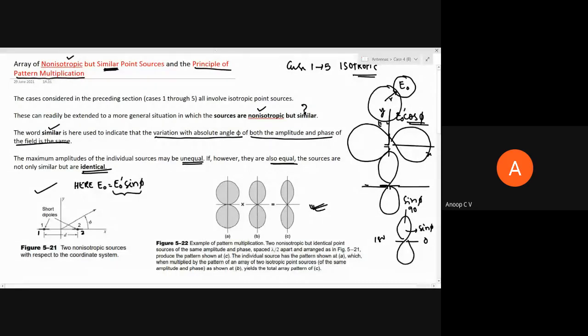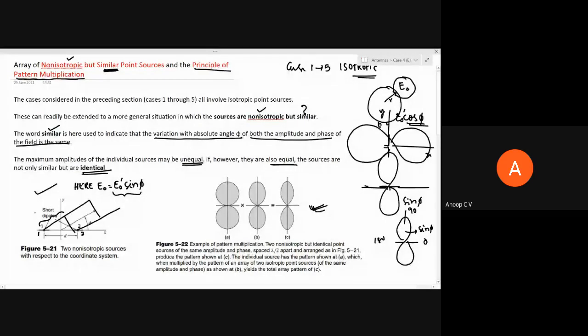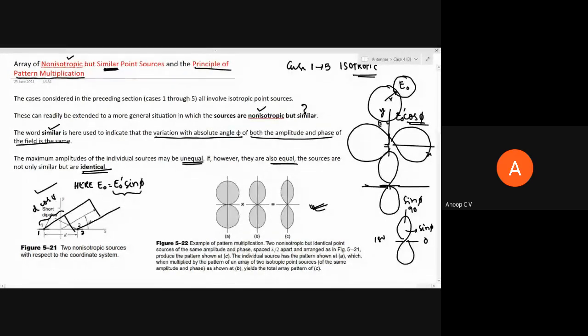The pattern changes, right? The individual array element's field pattern is a function of phi. It changes with phi. That is the meaning, right? And in a similar way, we can find the field at a faraway point. So the path difference will be d cos phi.